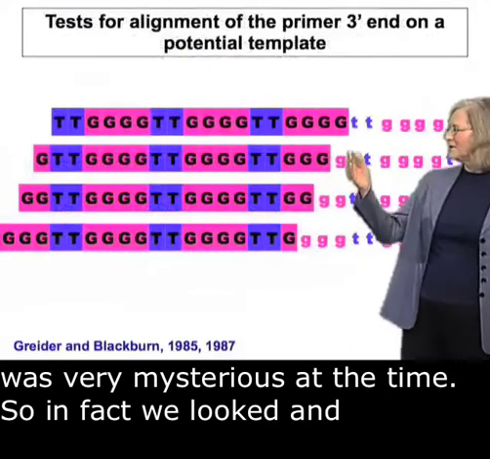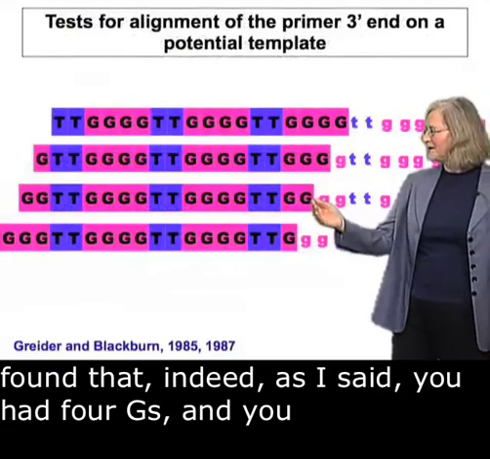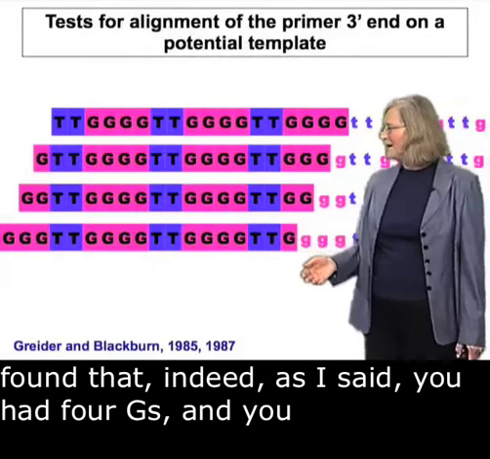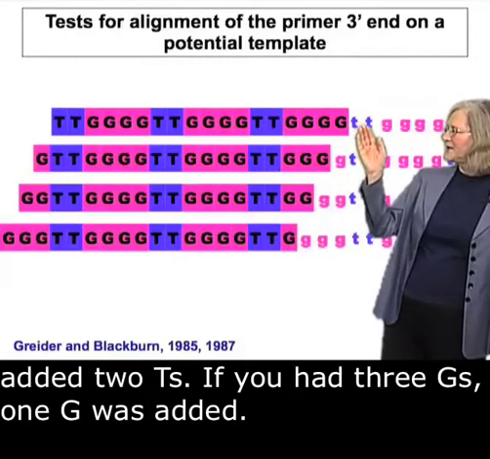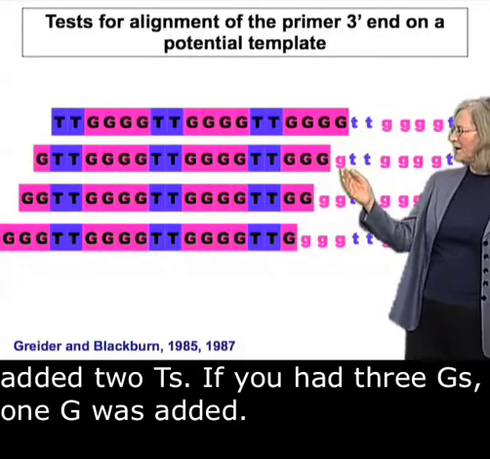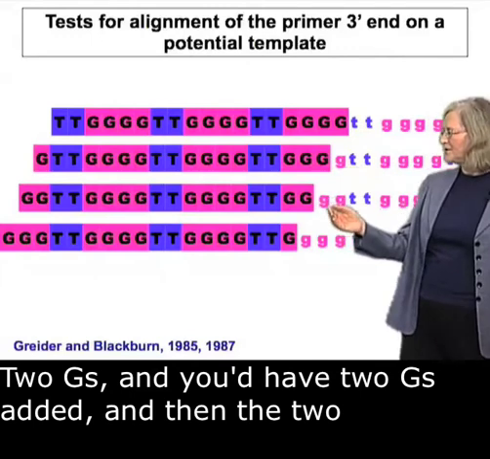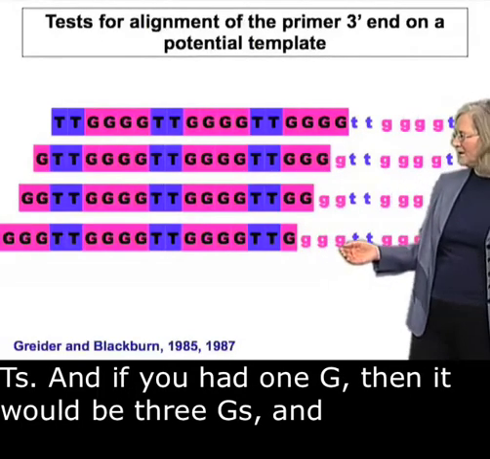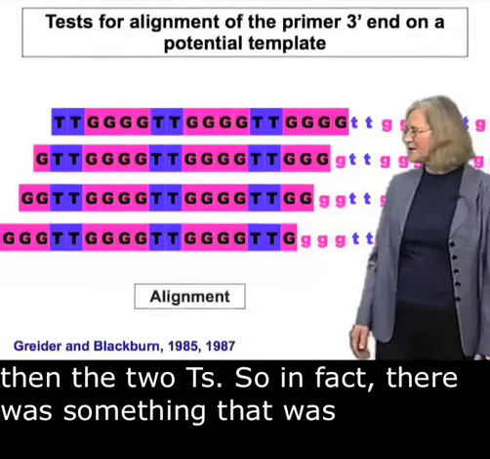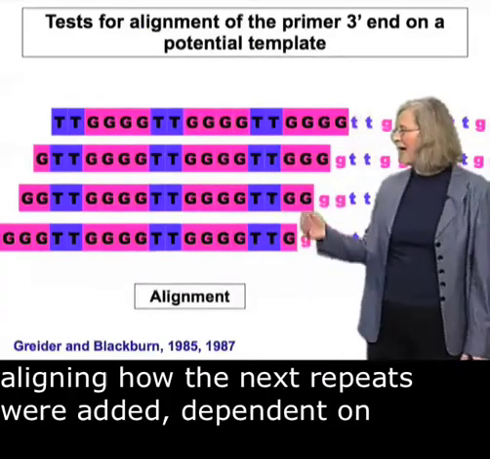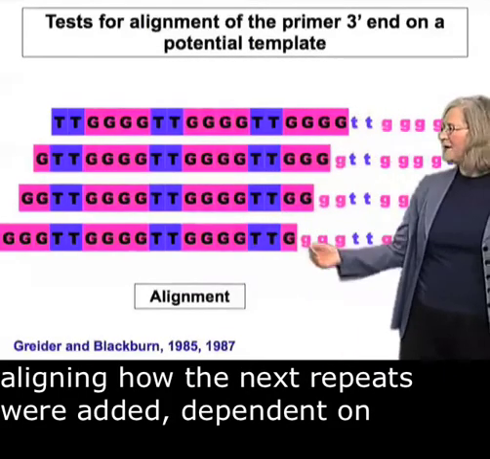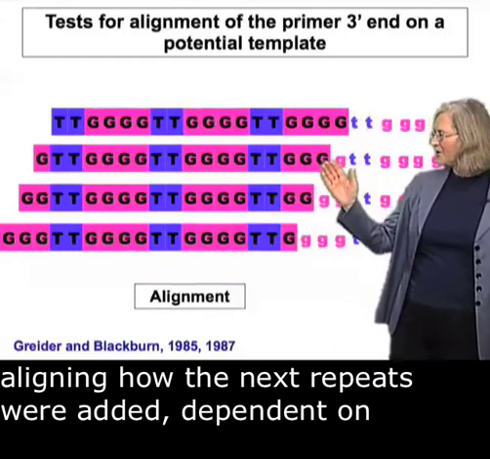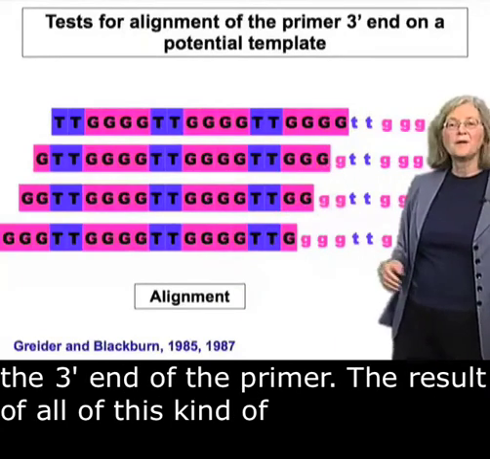So, in fact, we looked and found that indeed, as I said, you had 4 Gs and you added 2 Ts. If you had 3 Gs, 1 G was added. 2 Gs, and you'd have 2 Gs added and then the 2 Ts. And if you had 1 G, then it would be 3 Gs and then the 2 Ts. Okay, so in fact, there was something that was aligning how the next repeats were added, dependent on the 3' end of the primer.